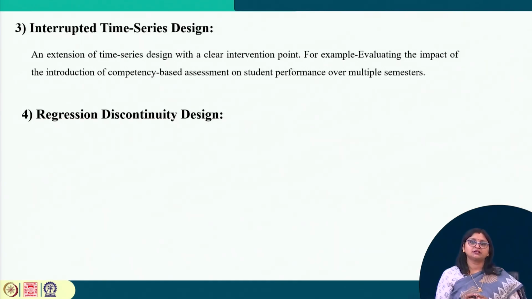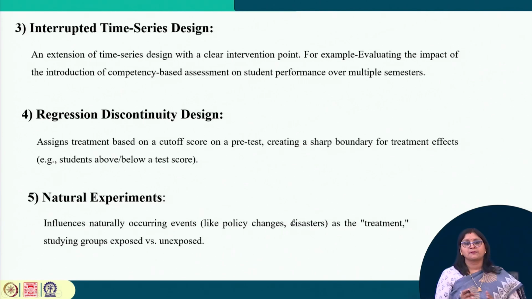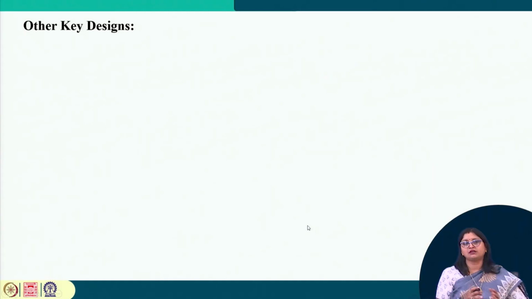The fourth one is regression discontinuity design. This assigns the treatment based on a cutoff score on a pre-test, creating a sharp boundary for the treatment effect, like students above or below the test score. The fifth one is natural experiment. This uses naturally occurring events like policy changes and disasters as the treatment, and studies the groups exposed versus unexposed.